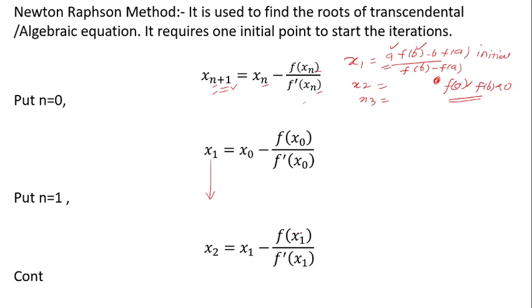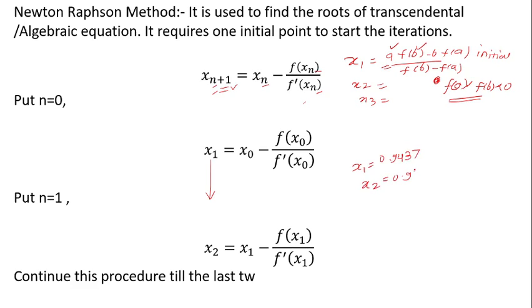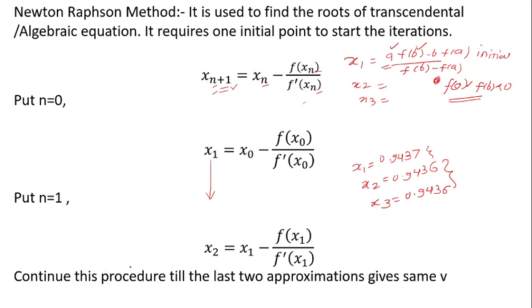We have to continue this procedure till the last two approximations give the same value. What is the meaning of this? I already explained in the regula falsi, but once again I will explain. Suppose x1 is 0.9437 and x2 is equal to 0.9436. Both are same? No, because 7 and 6 both are different. And in x3, if you are getting 0.9436, then we can say that last two approximations are same. That's why it is written, continue this procedure till the last two approximations give the same value. So we got the same value here, so the root of the equation is 0.9436.